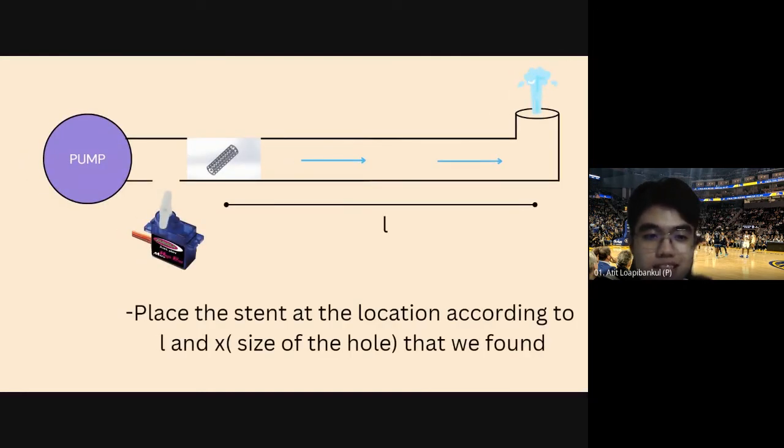And this is just the prototype of our experiment. This will put a stent at the location according to the Lx that we found, and just put a hole in it, and that's really it. That's the end of the math part.